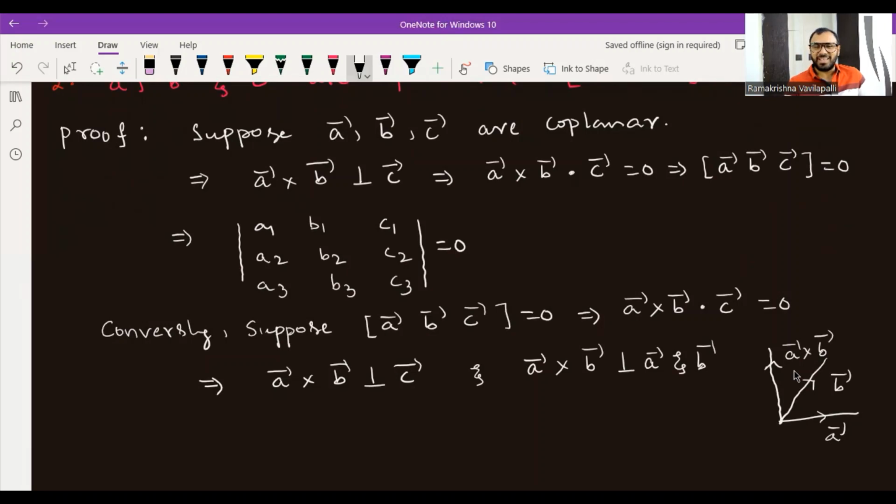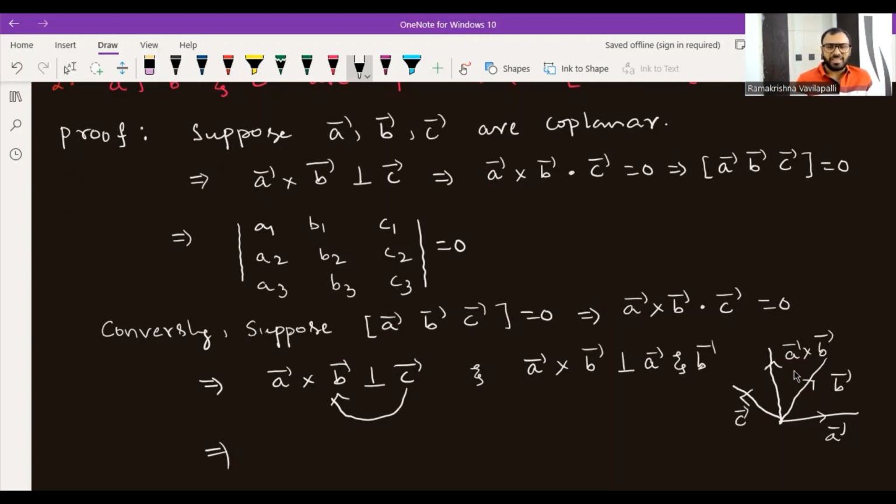Now you see C bar is perpendicular to A cross B. So C bar is perpendicular to A cross B is nothing but C bar must lie in the plane of A bar B bar. Otherwise it is not perpendicular. If you bring out C bar outside of the plane A bar B bar, then it will be parallel to A bar cross B bar. So C bar must be in the plane of A bar and B bar.